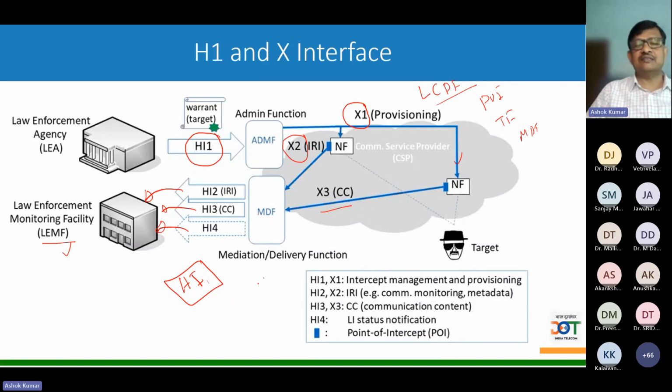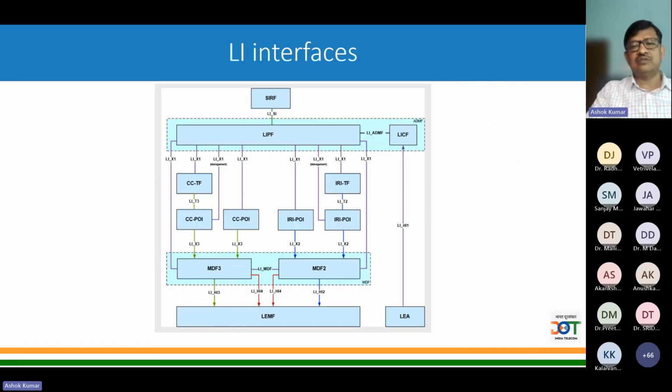So HI1 to 4, 1, 2, 3, 4, and X1, X2, and X3. These interfaces are there in the entire architecture. Let's go slightly deeper into it. So if you look at the same architecture which we saw, first we talked about the HI interface. So HI1 is here where the warrant is transferred. HI2 is here, which is for IRI, if you recall. HI3 is for CC, transferring CC. And then HI4 is for control and management.